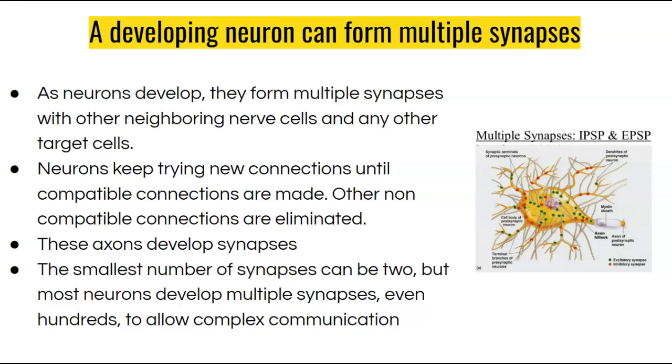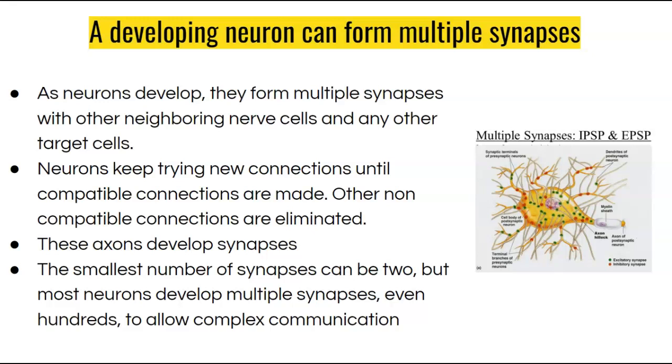Now, I keep saying that you form this connection with a target cell or a muscle or whatever. You can form it with multiple cells. As neurons develop, they can form multiple synapses with neighboring nerve cells and other target cells. So it's not like each neuron has one cell that they target or one muscle that they target. It could be 10, 20, many synapses they can make connections with. They obviously need to be in the same general location because neurons aren't huge.